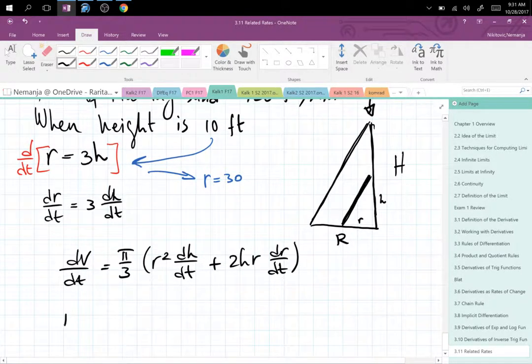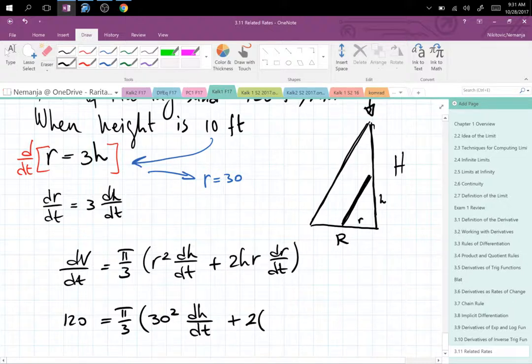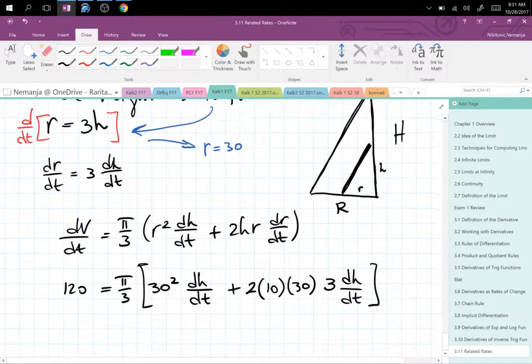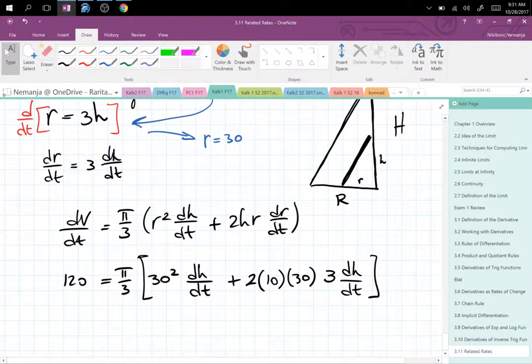I have that this is 120 equals pi over 3 times, I know that r is 30, so 30 squared, dh/dt, which is what I'm looking for, so I'll happily leave that in, plus 2 times the height, which is 10, and the radius, which is 30, and dr/dt is given by 3 dh/dt. And now if you carefully look at this, the only unknown variable is dh/dt.